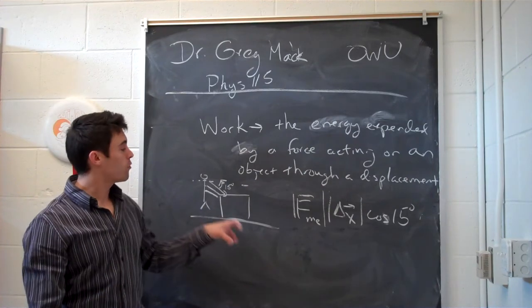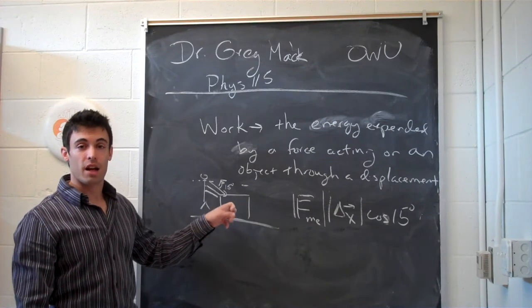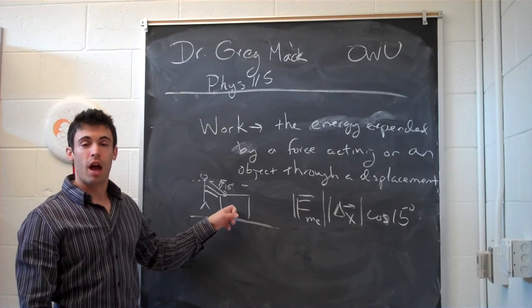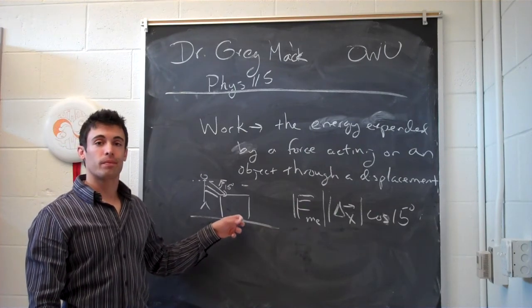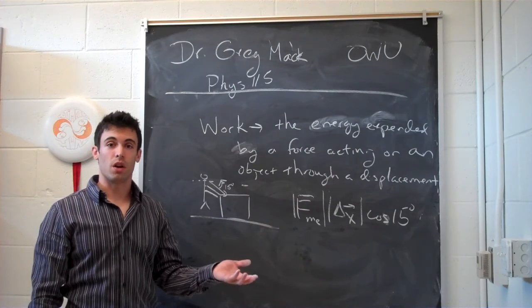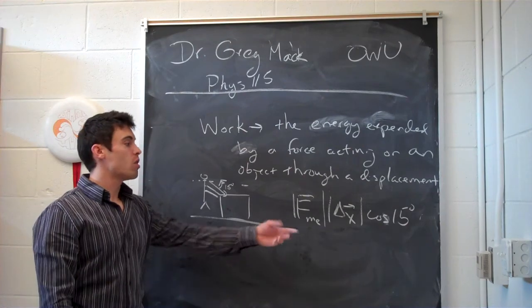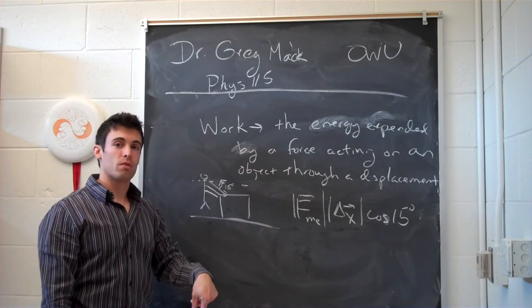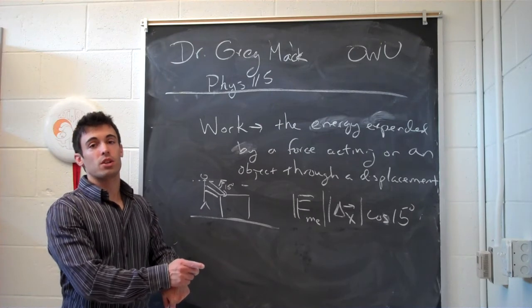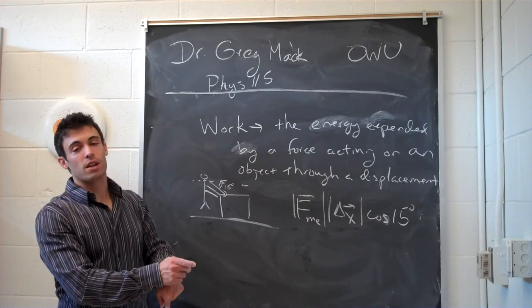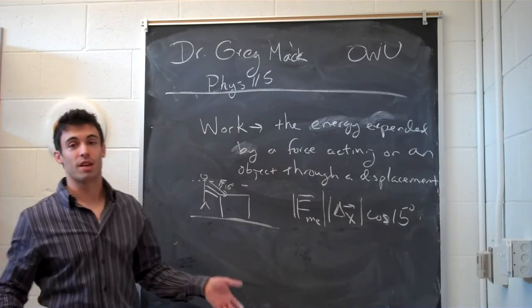So the force of gravity acting on this box has an actual work of 0, because delta y is 0. And also, the angle between gravity and the displacement is 90 degrees. So cosine of 90 is 0. So it has 0 times 0, which is definitely 0.